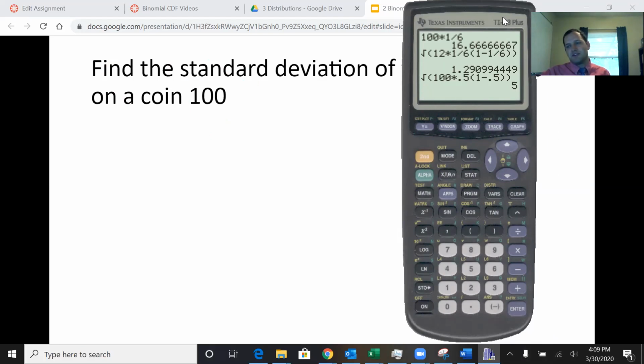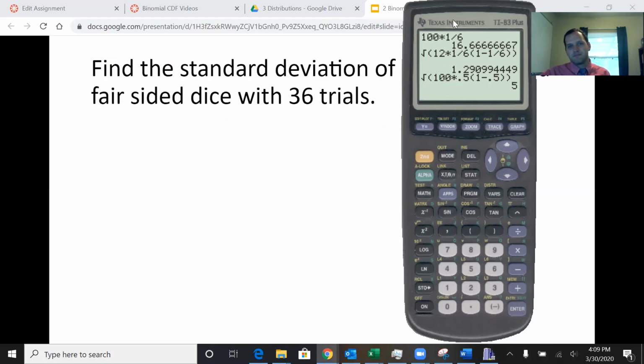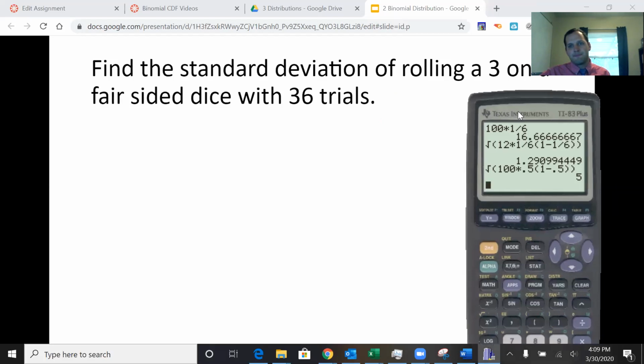All right, this last one's all you. Give it a try. Find the standard deviation of rolling a 3 on a fair six-sided die with 36 trials. So you roll a die 36 times. You're counting how many 3s? What is the standard deviation? How much will it vary from whatever its average is? Let's go for it.